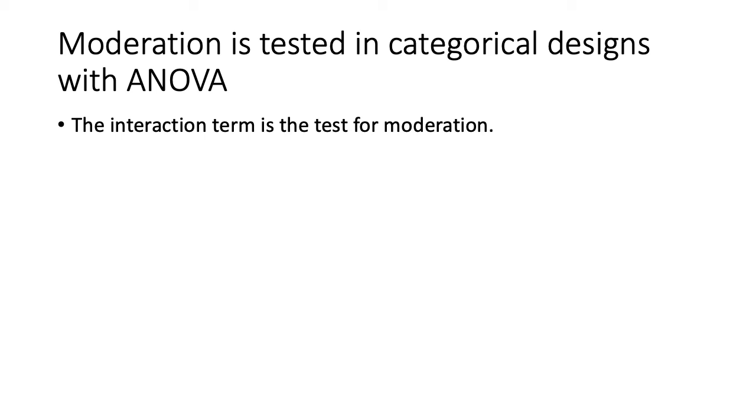All right, so moderation that they were talking about in the 2-minute passion-driven stats video is tested in categorical designs with ANOVA. So the interaction term is a test for moderation, but the ANOVA, and it's a special ANOVA called a factorial ANOVA, provides a few other effects. So I have to supplement their video with another video that teaches us in depth about the ANOVA and hopefully clears up some of the questions we've been having in class about how the ANOVA works.